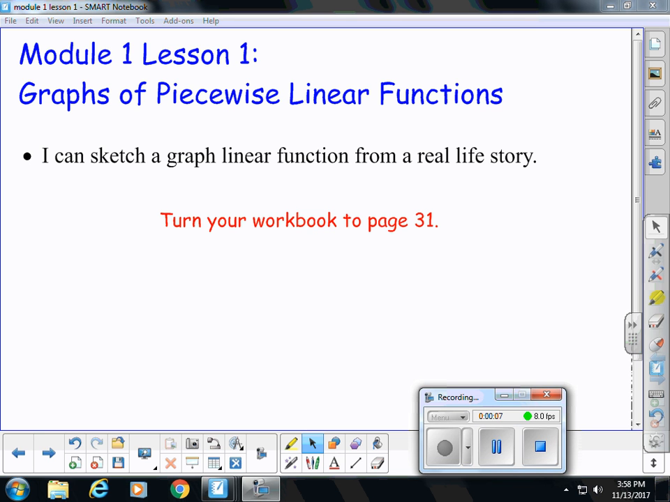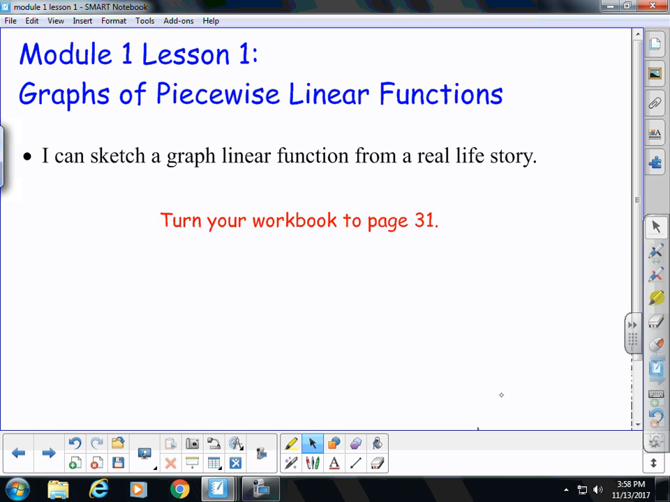Lesson 1, Day 2, Graphs of Linear Piecewise Functions. Today we're going to sketch linear piecewise functions from a real-life story.